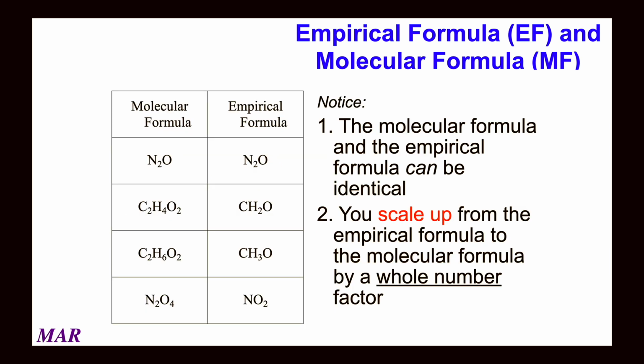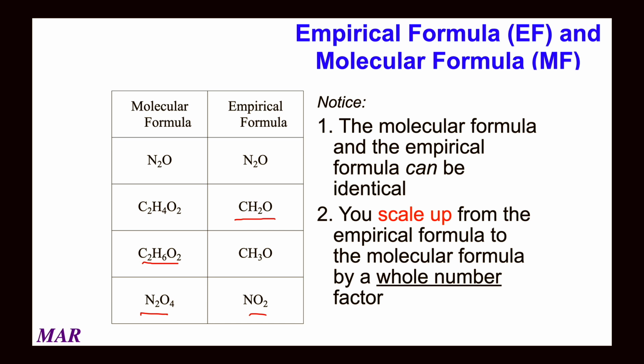N2O has the same empirical and molecular formula, but C2H4O2, if you divide all of those by 2, you're going to get CH2O. So this one has a different empirical formula. And you can see the next two you can break down to smaller ones. C2H6O2 becomes CH3O, and N2O4 becomes just NO2. So it's cool to know how to go from molecular formula to empirical formula, to see if they're any different.